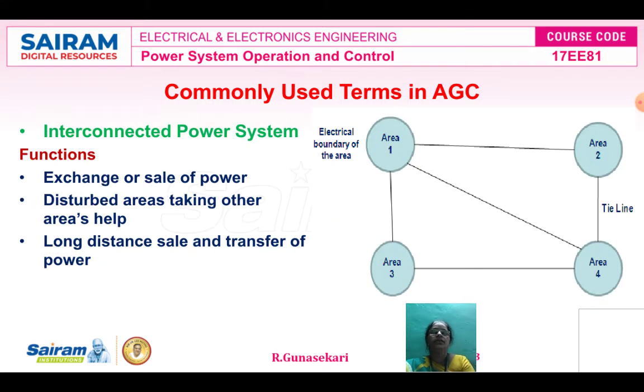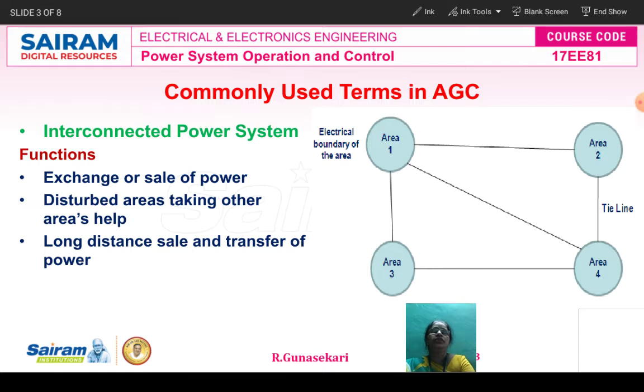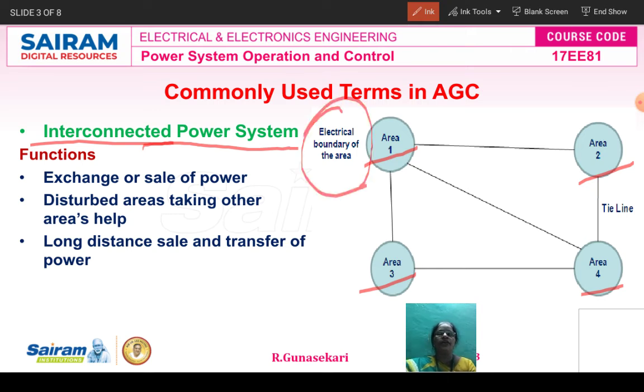Next, we are using the term interconnected power system. Interconnected means here you see area 1, area 3, area 2, area 4. All are interconnected. That's why this system is called an interconnected power system. So this is the electrical boundary of the area. The area is nothing but a power system.